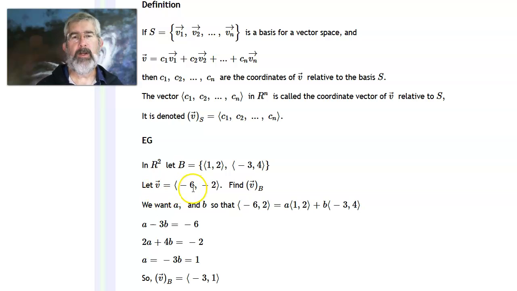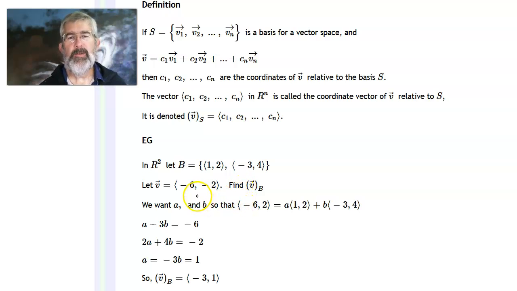So I want to take a look at this vector, (-6, -2), and I want to find the coordinate vector of V with respect to this basis B. Just a little bit of notation here. I'm using B as basis instead of S like we had up here. I generally save S to represent the standard basis. So like in R2, that would be (1, 0) and (0, 1), the standard basis. And if it's something else, I usually use a different letter. I think S is just being used as set, but we're making that set be a basis, so I just use a B for basis.